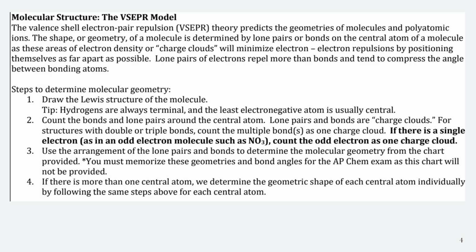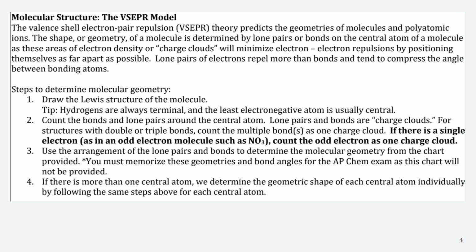So how do you do this? You draw out the molecular geometry. You draw out the Lewis dot structure. Remember, hydrogens are always terminal. The least electronegative element is usually central. You count out the bonds and lone pairs around the central atom. Use the arrangement of lone pairs and bonds to determine the molecular geometry from the chart provided here. You must memorize these because they're not going to be given to you.